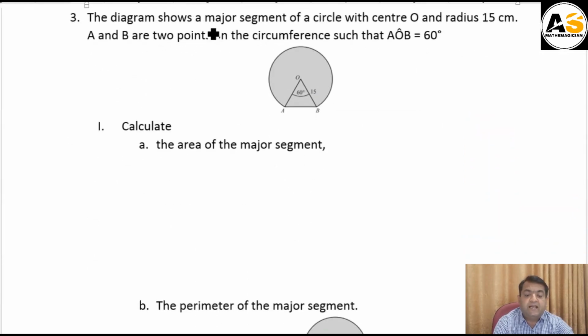Diagram shows a major segment. This is the major segment of the circle with center O and a radius 15, and this central angle is 60. In the first part, we have to find the area of this major segment. Area of this major segment will be equal to area of this sector minus area of this triangle.